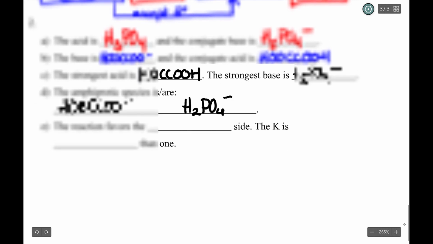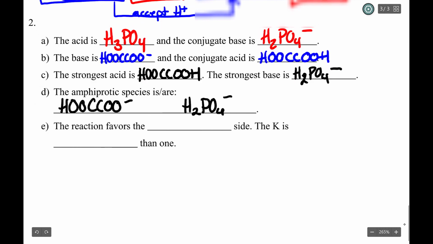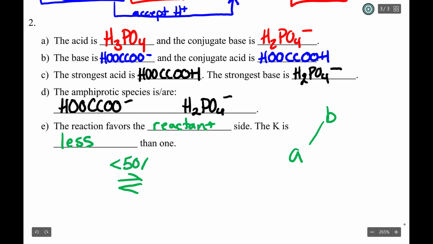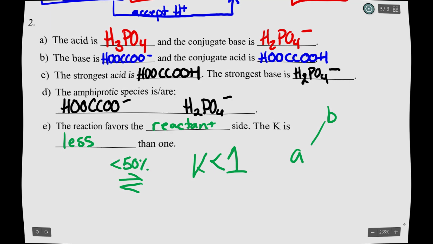Now again, because our base was above the acid, this is going to favor the reactants. The K is going to be less than 1, and the reaction is going to be less than 50% forward, or I could say it like this, K is less than 1.